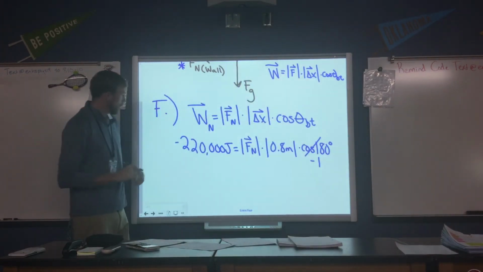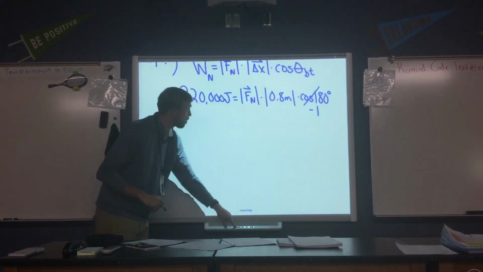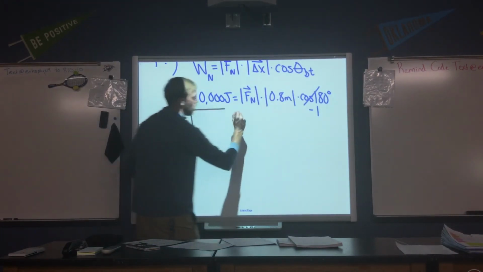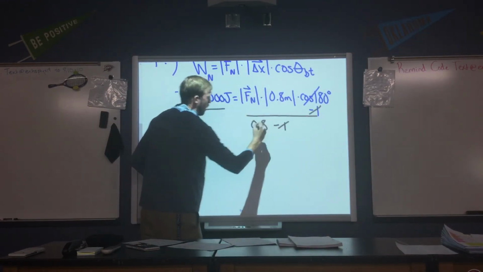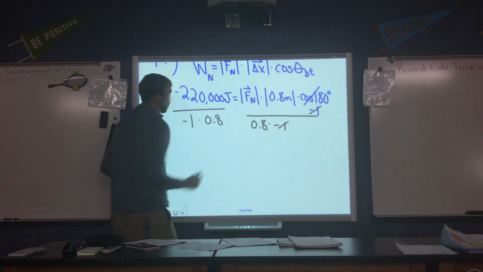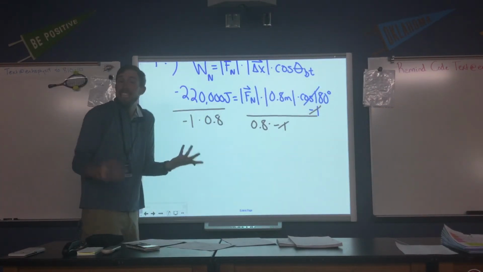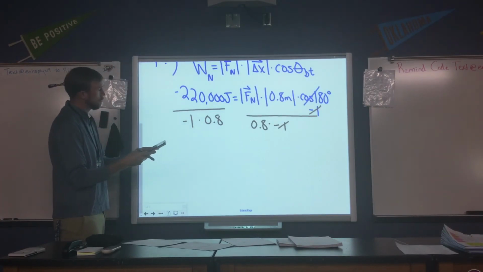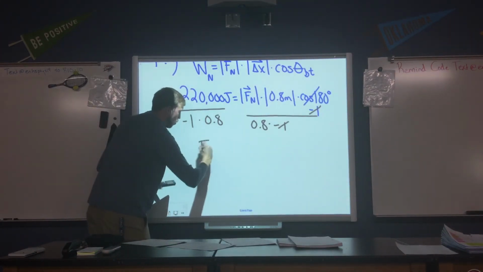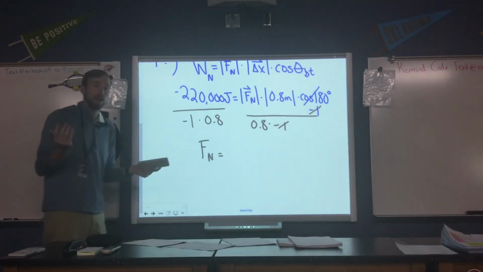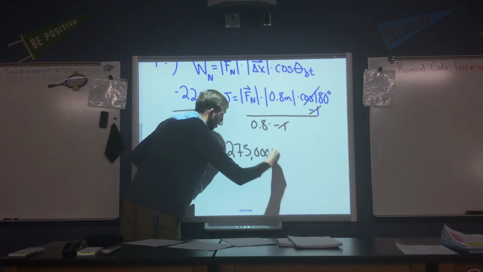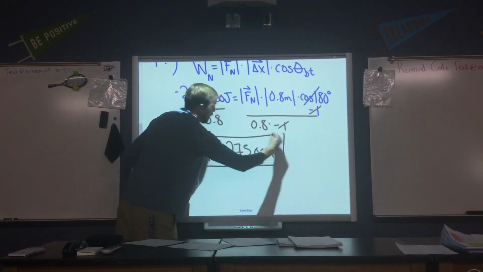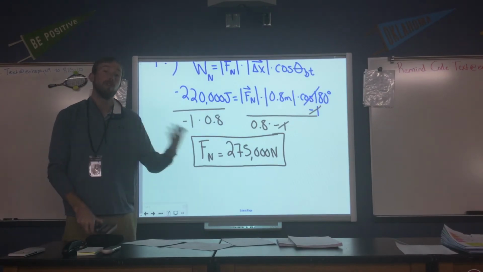of negative 1. So I'm going to take negative 220,000. I'm going to divide by negative 1. That will get rid of the negative 1 on this side of my equation. I'm also going to divide by 0.8. So negative 1 times 0.8, that will give me negative 0.8. So we'll take negative 220,000 divided by negative 0.8, and we get a value for our normal force. Technically, this would be an absolute value of 275,000 newtons.